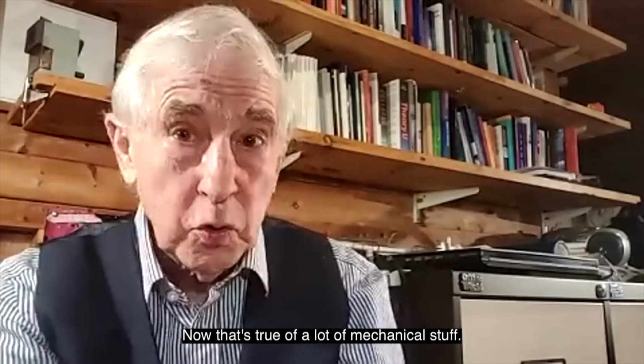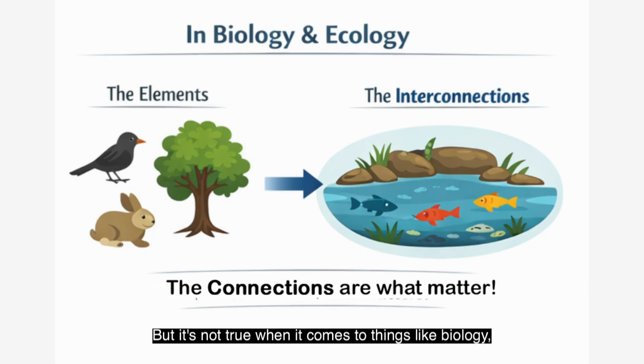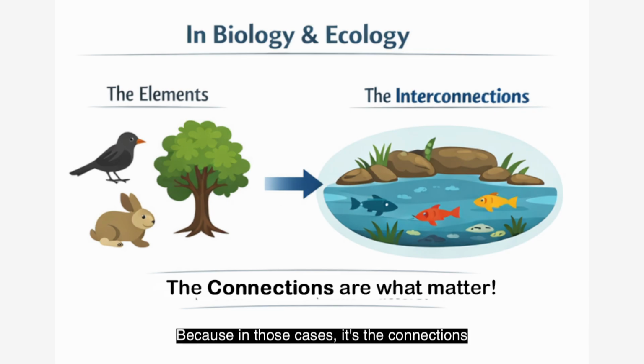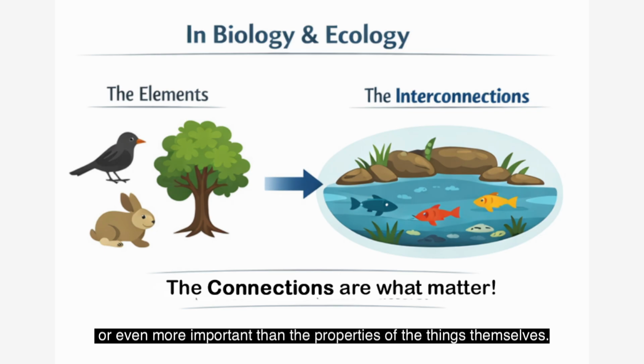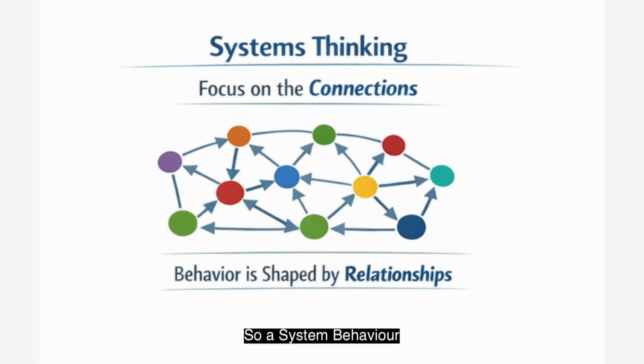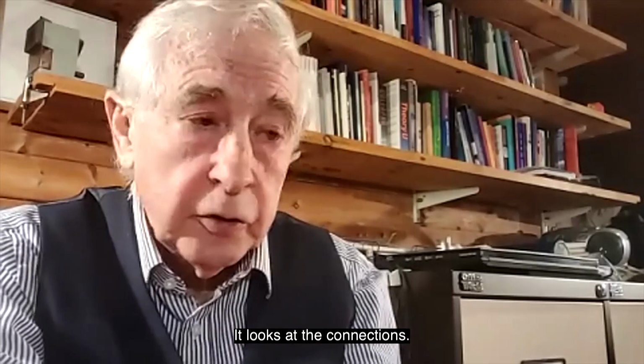Now, that's true of a lot of mechanical stuff, but it's not true when it comes to things like biology, ecology, and systems. Because in those cases, it's the connections between things that are as important or even more important than the properties of the things themselves. So a system behavior is often governed by the connections, not by the properties of things. So that's the first bit. Systems is holistic. It looks at the connections.